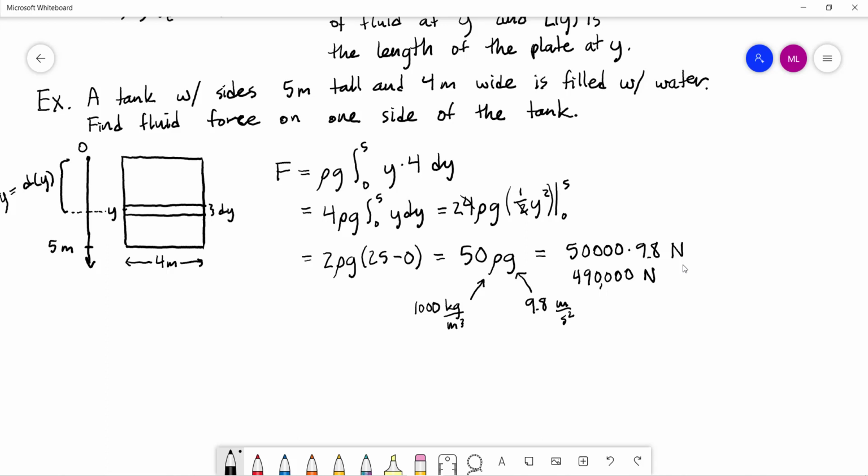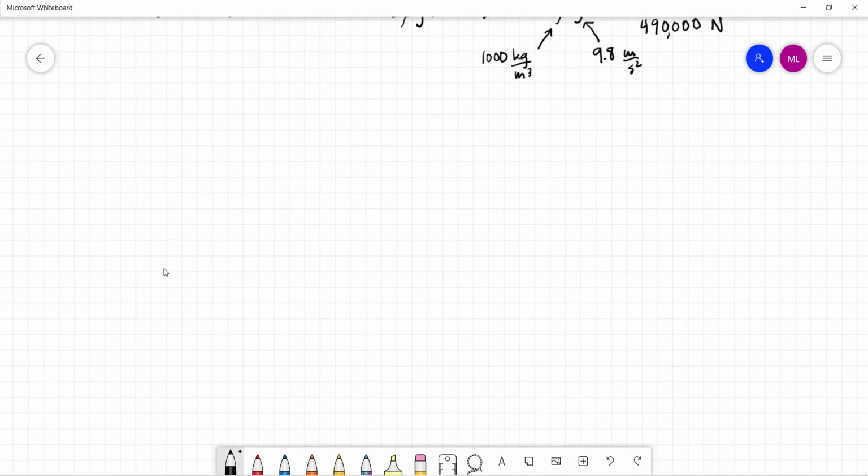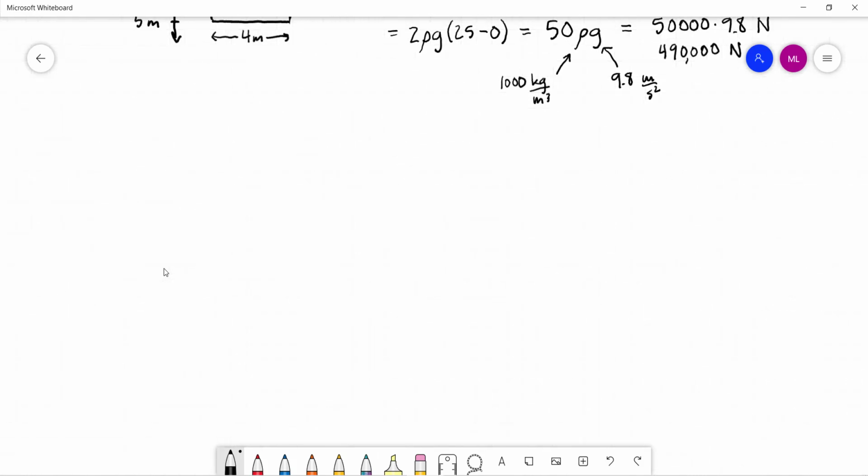So this one was easy though, because our cross-sectional length was a constant. It was just a rectangle, so it was always 4 meters across. What happens if we do something that isn't a uniform shape like that? So let's do a shape like the one that I talked about earlier, where it's a dam.